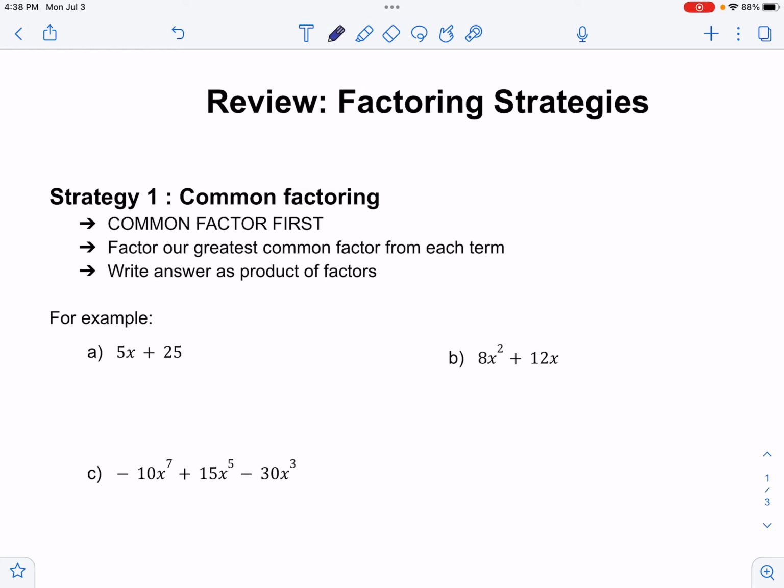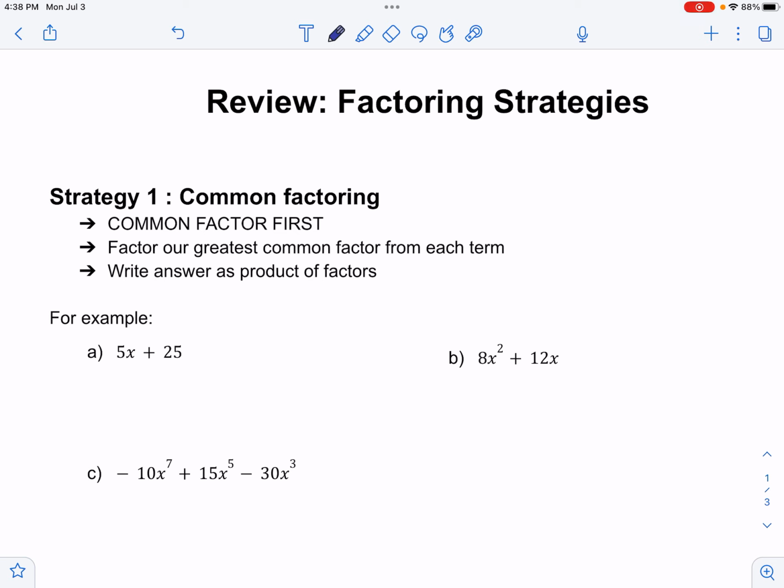Alrighty, everybody, we're going to get started with our first review lesson, which is focused on factoring strategies. Factoring strategies is one of the most important prerequisite skills that you should have developed in both grade 10 and grade 11 math that's going to ensure that you're successful in this course.